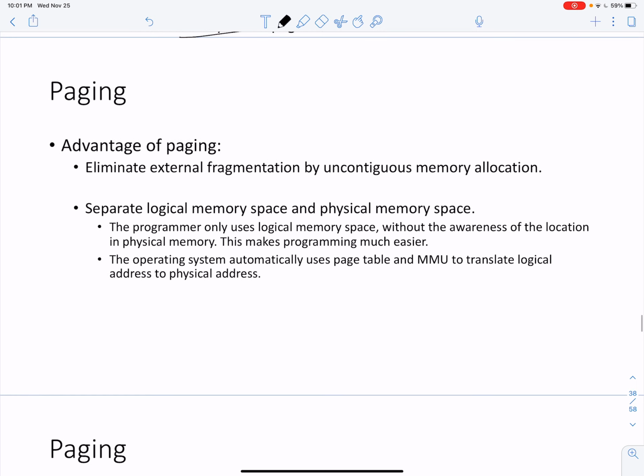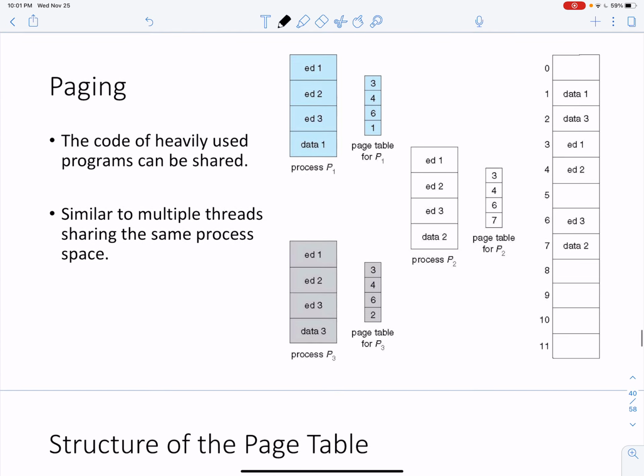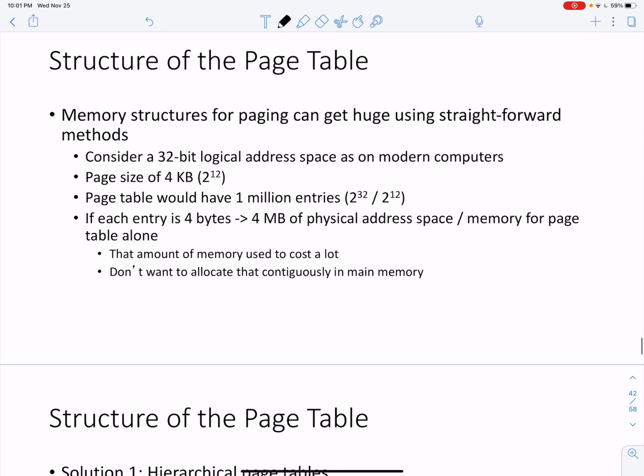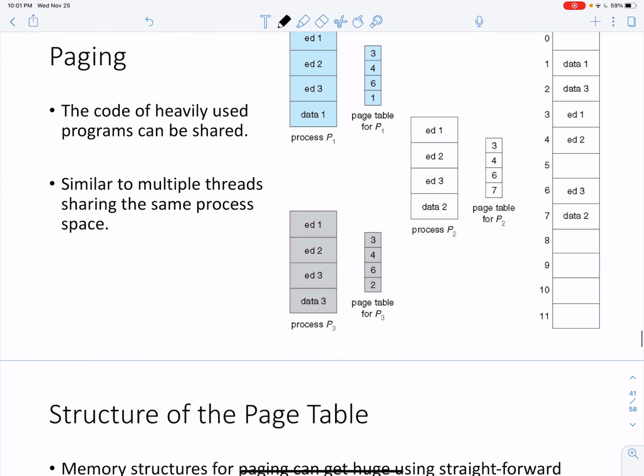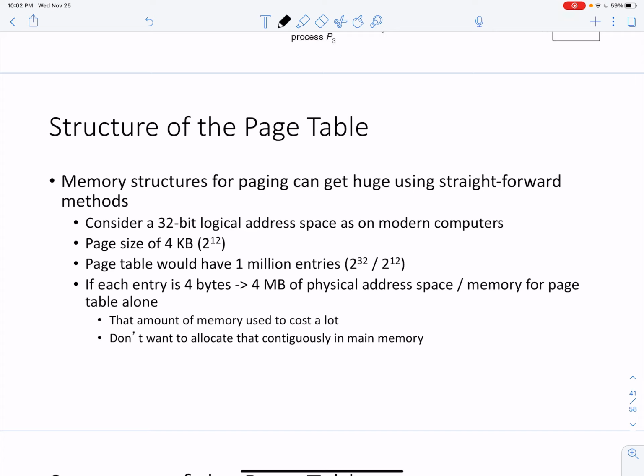Okay, and there are different structures of page tables. It's really hard for me to explain it in this video lecture because this involves a lot of math, but I will try to explain it. Suppose we consider that we have a 32-bit logical address space on a modern computer. With 32 bits, it means that we can use 32 bits to represent the virtual address. And then each page size is 4KB.